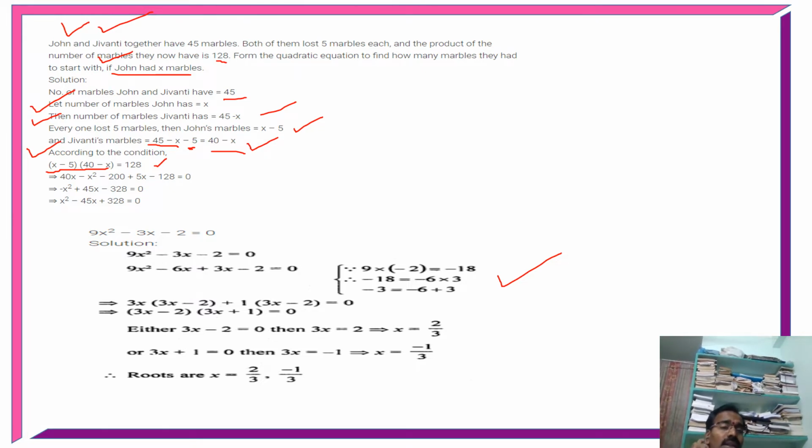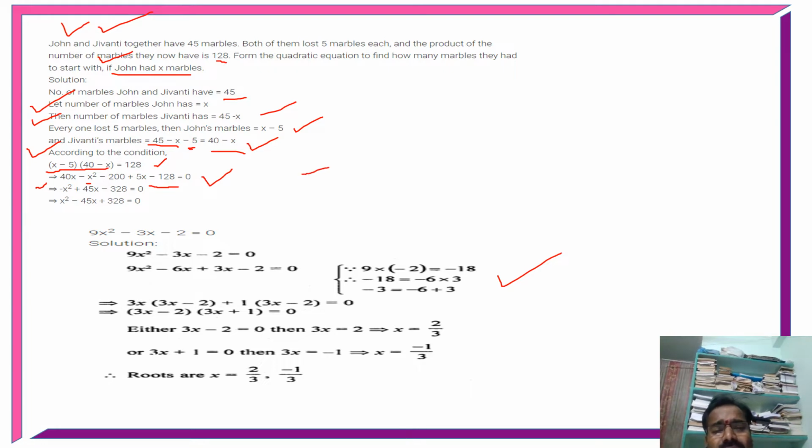again plus into minus, minus 5 into 40 is minus 200, minus into minus plus 5 into x, 5x. Then this 128 transposes to the left side of the equality and becomes minus 128. So after simplifying, we have the quadratic equation minus x square plus 40x plus 5x, that is plus 45x, minus 200 minus 128. Both are negative, so add up and take the minus symbol, minus 328.